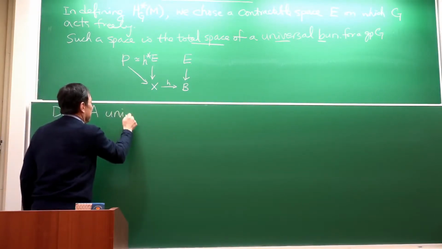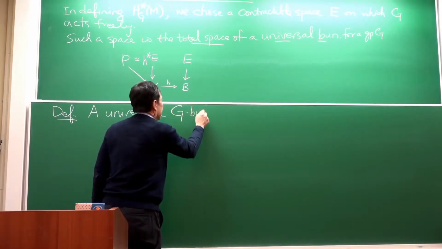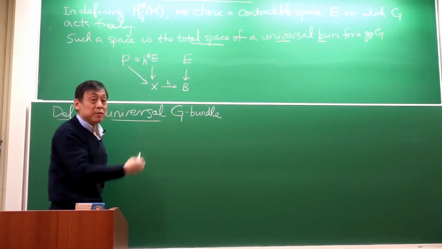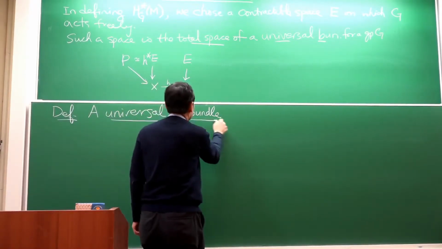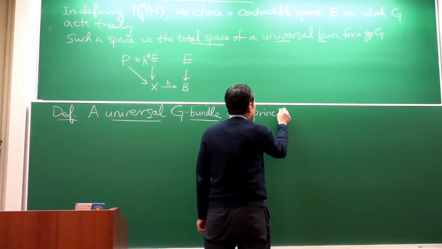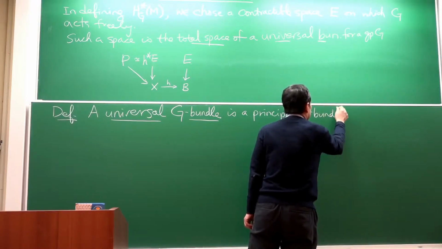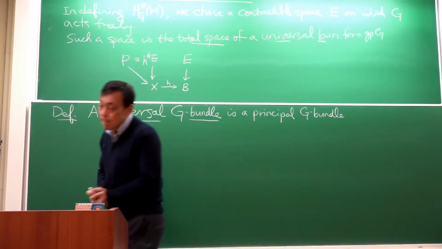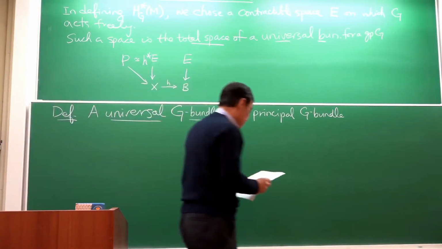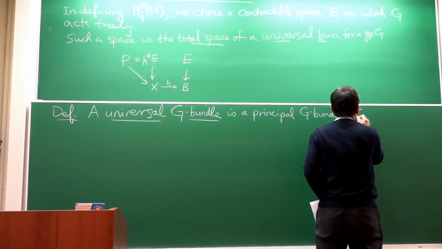And if you have a mapping into the base, so that it's very well known, every principal G bundle has a total space that is a contractible space. Given any principal G bundle P over X, there exists, we define the pullback, a continuous map h into the base of the universal bundle such that the fiber bundle is isomorphic.